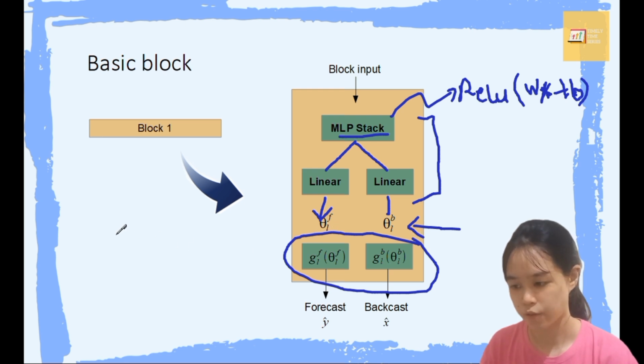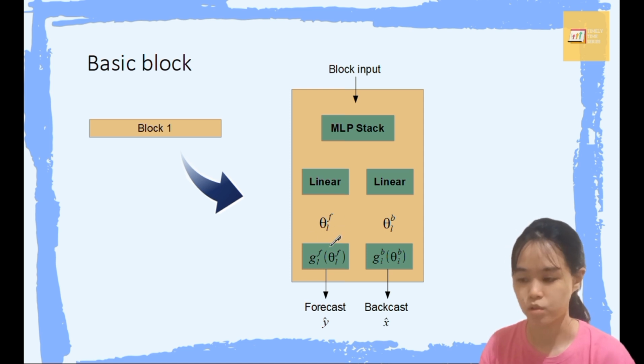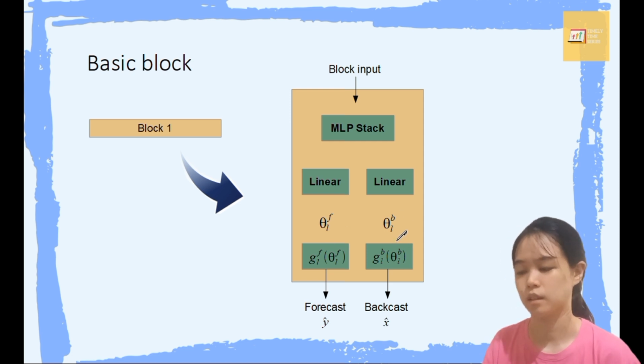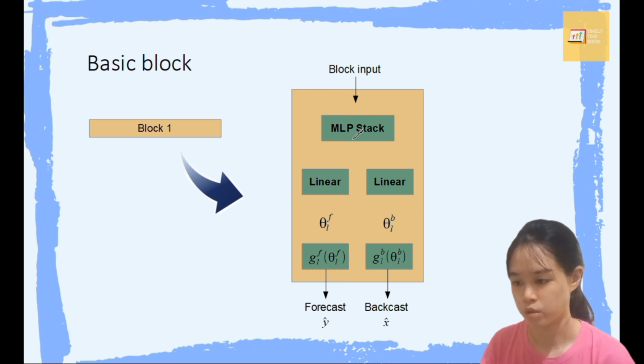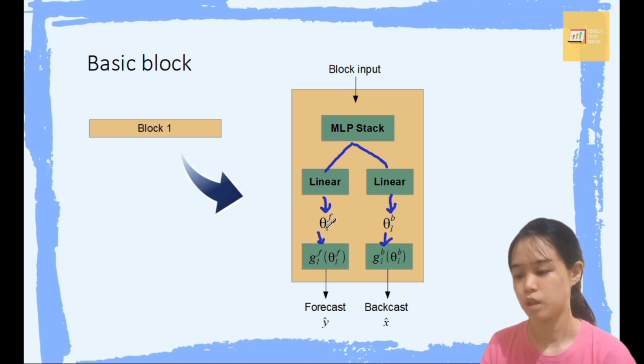Theta f of block L means that it's the expansion coefficients for the forecast, while theta b, the letter b here, denotes the backcast. So once again, the block input goes into the block and then goes through the fully connected layer stacks and then goes to two different places and we get the theta. In the next part, we use the expansion coefficients in the basis functions to generate the forecast and the backcast.